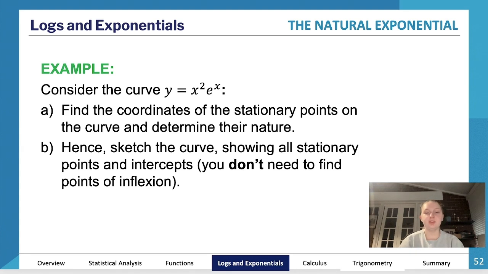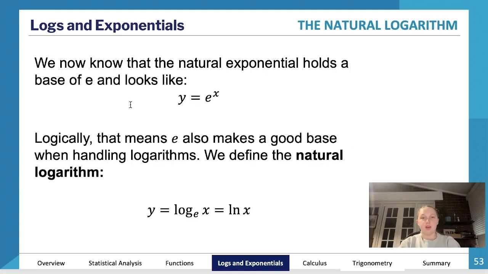Okay, well hopefully everyone's given or at least started this question. If you guys want to put whatever you're up to in the chat, if you want to get something checked, feel free to do that. Otherwise we will just move on. So then we know that the natural exponential has a base e and looks something like this. We've got e to the x or e to the f of x.